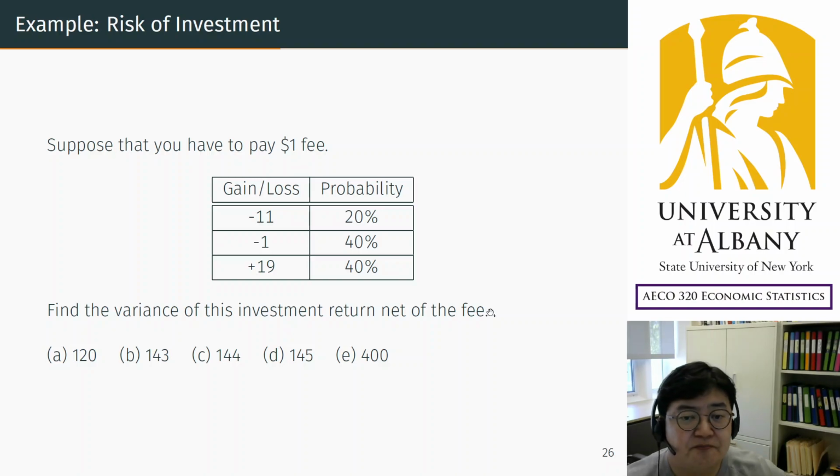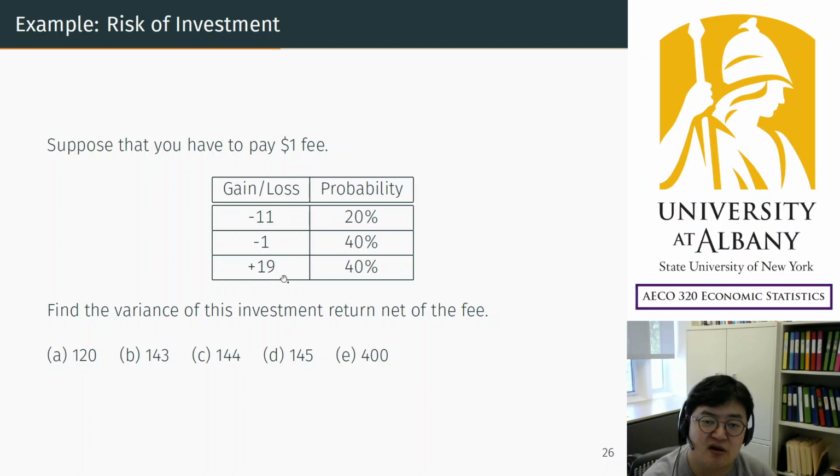Okay, so then let me give you an exercise. So the definition was clear. Now what I'm going to do is we consider the same investment, but actually there was a $1 investment fee, or say tax. So when you calculate the gain and loss, you have to take this into account. The $1 fee applies to your final outcome. So when you lose $10, actually you are losing $11, right? 0 was actually -1, and even if you earn $20, you have to pay $1 as a fee.